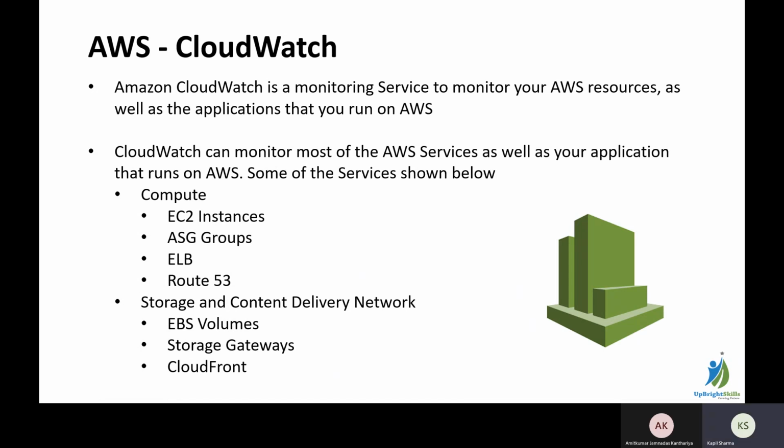Then there is a service called Amazon CloudWatch. CloudWatch is a monitoring service to monitor your AWS resources as well as applications that run on AWS. CloudWatch can monitor most of the AWS services. Some of the services shown below, you can monitor compute, EC2 instances, auto scaling groups, Elastic Load Balancer, Route 53. You can also monitor storage and content delivery network, EBS volumes, storage gateways, CloudFront, right? So we will see what we can monitor.